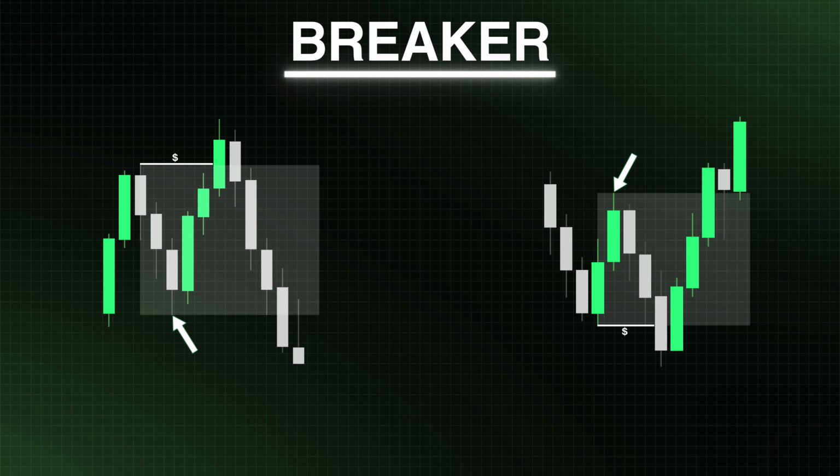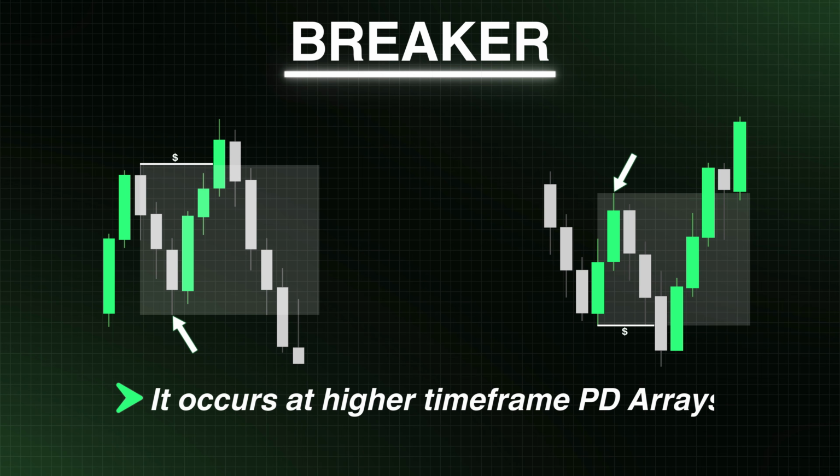The most important thing when considering a breaker is that it occurs at a higher time frame PD array. PD arrays I use are fair value gaps and swing highs and swing lows. So you want to be looking for them only at these levels, not just at random areas in price. Having a higher time frame narrative is most important.